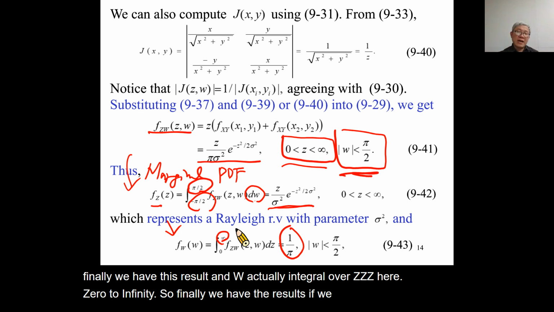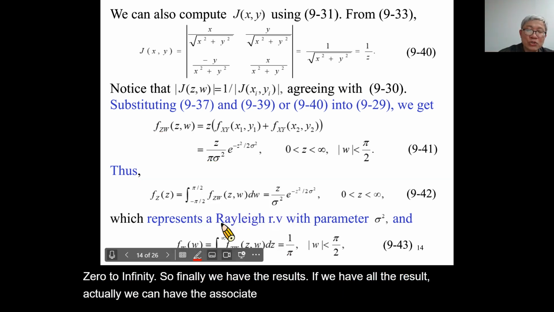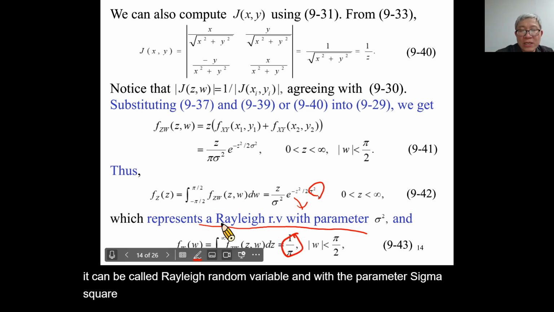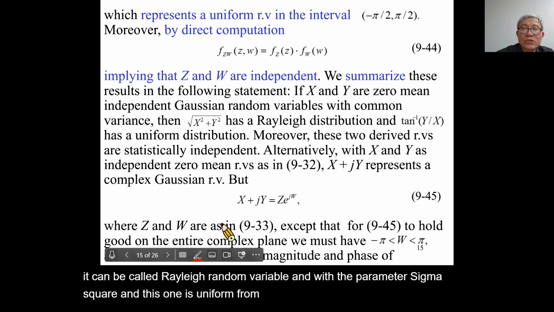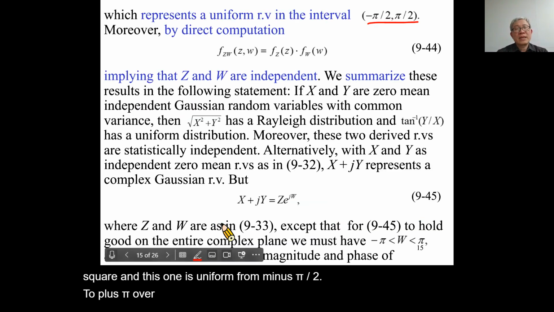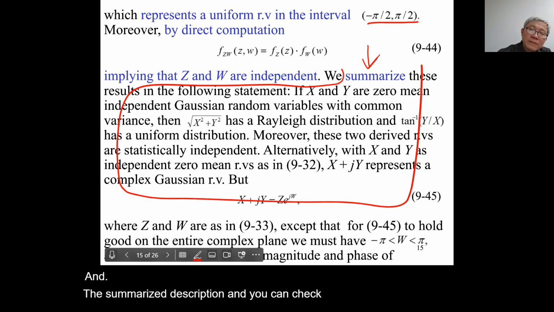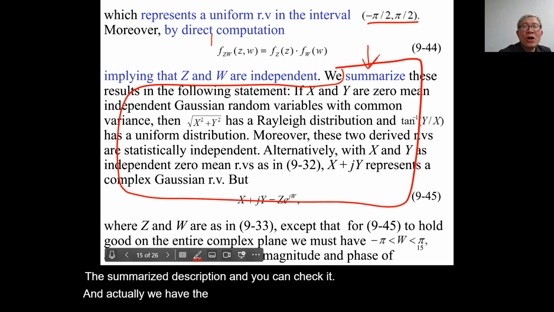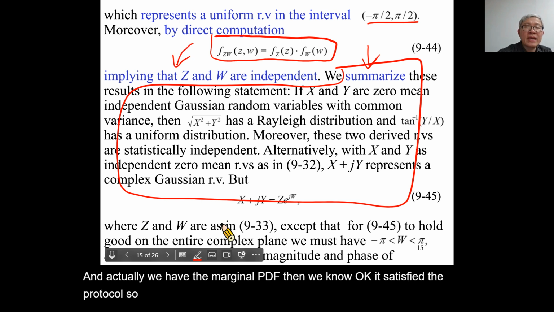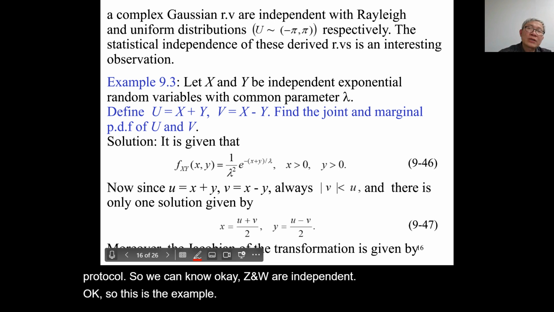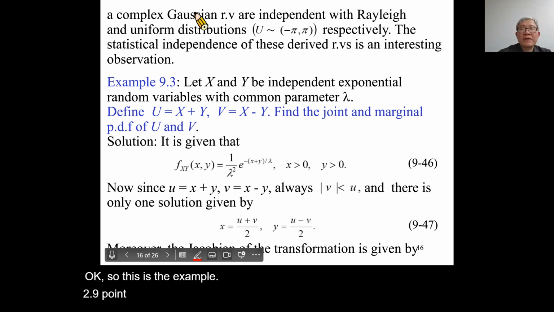If we have all the results, we can get the associated name for the distribution. This distribution can be called a Rayleigh random variable, with the parameter sigma square. And this one is uniform from minus pi over 2 to positive pi over 2. And we have the summarized description, and you can check it. And once we have the marginal PDF, we know it satisfies the product rule, so Z and W are independent. Okay, so this is Example 9.2. And later we will have the next example.